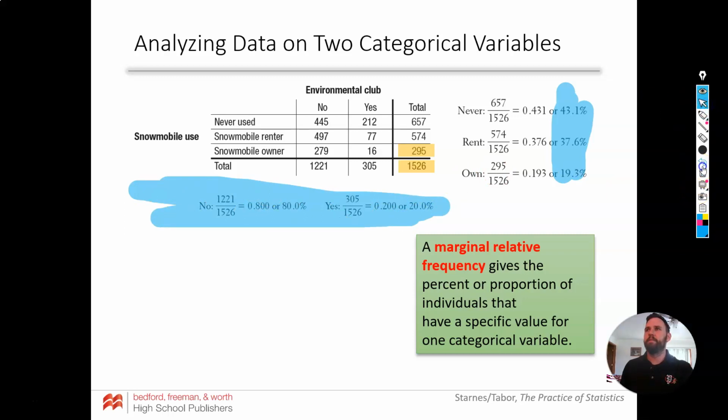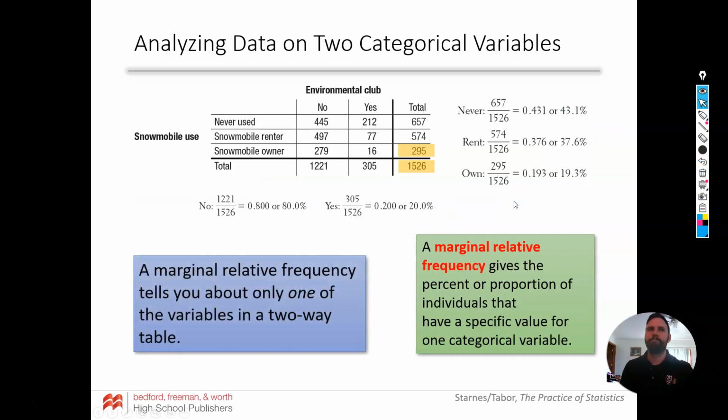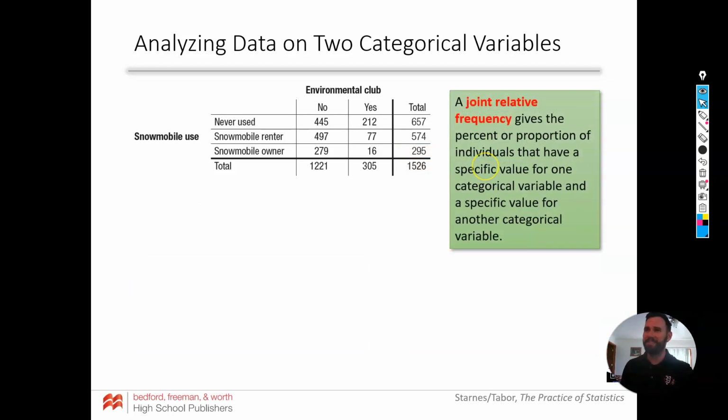I'm leaving it. I got too many views to make. A marginal relative frequency only tells you about one. A joint relative frequency, rewind a little bit and listen to what I said about the presidential stuff.